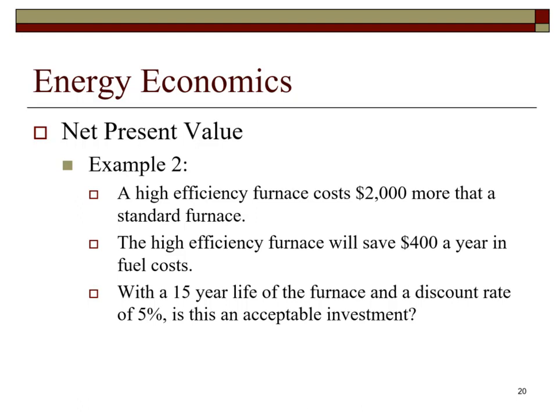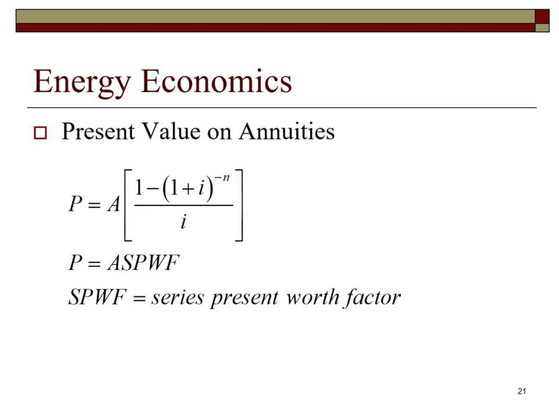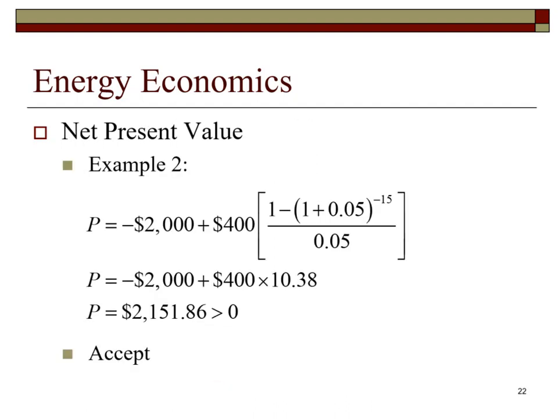A high-efficiency furnace costs $2,000 more than a standard furnace. However, the high-efficiency furnace results in a $400 a year savings. With a 15-year life of the furnace and a discount rate of 5%, is this an acceptable investment? Present value of an annuity is used to calculate the net present value. The numbers are entered into the equation. The net present value is $2,151.86, which is greater than zero. Therefore, this is a good investment and should be accepted.